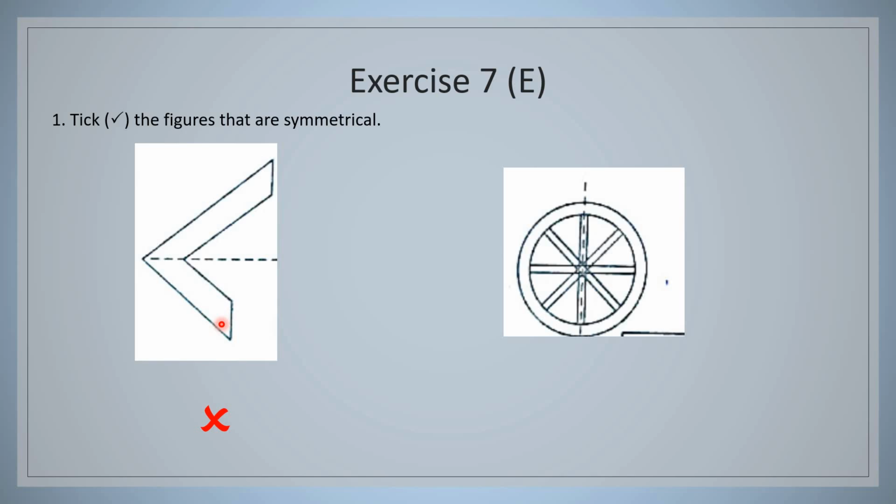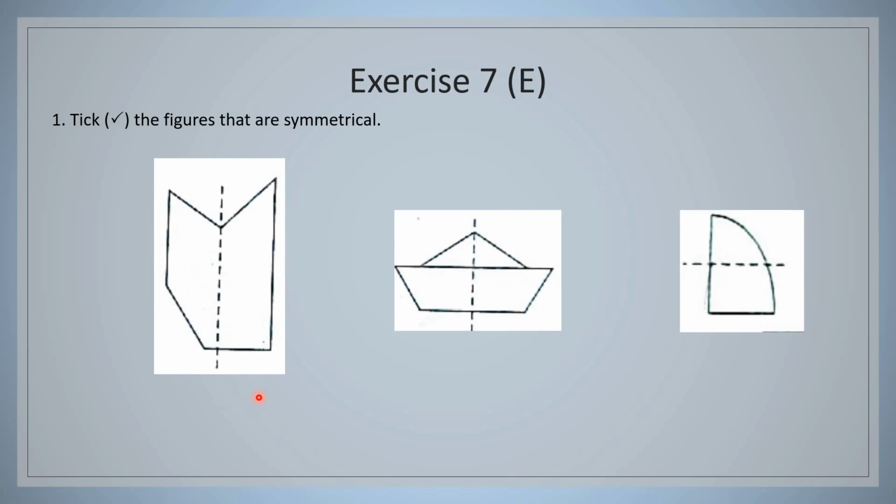So this is asymmetrical. Next, we have a wheel. When we draw a line of symmetry, this dotted line, both the sides look the same. So therefore, this is a symmetrical figure. So you understood the difference? Both the sides looking the same is a symmetrical figure. Both the sides not looking the same is an asymmetrical figure. So therefore, you cross mark the first one and tick mark the second one.